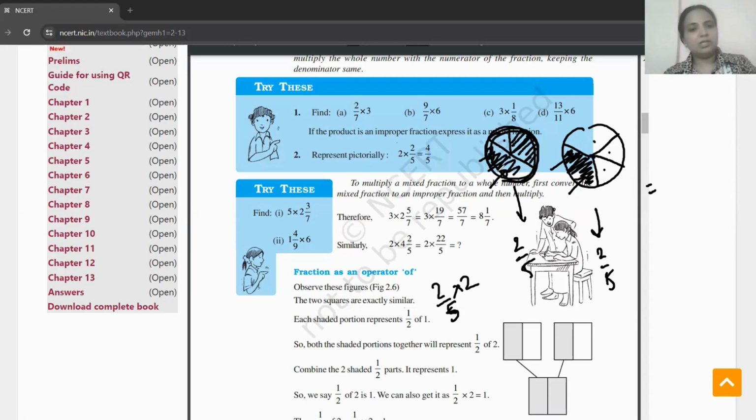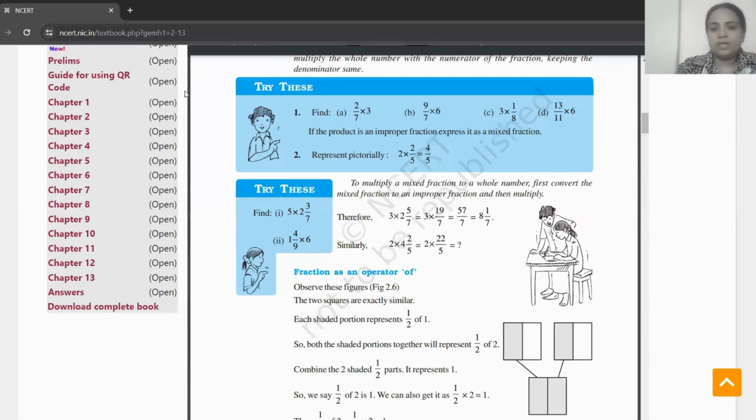Clear or not, Nishad? Yes, ma'am. So this is how you pictorially show that. Next one we are discussing. Next, try these on the same page.